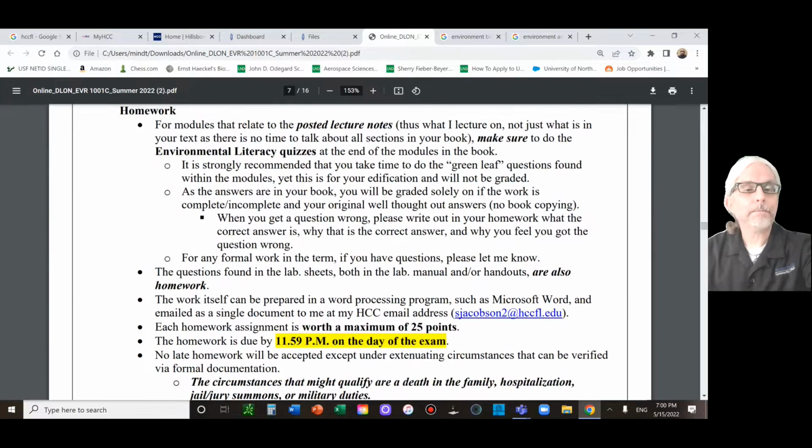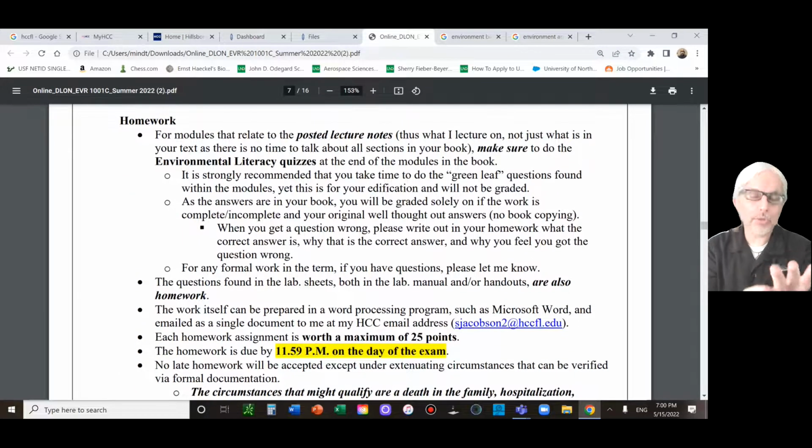Homework. Okay. Homework comprises two things generally. The questions at the end of your chapters. And notice the ones you have to do are the environmental literacy quizzes. So that's the only one to do. There's several things at the end of your chapter. That's the only thing you have to do. I recommend you do the other things. It's good practice, but this is the only one you have to do. Now, the answers are in your book, at least they're supposed to be.